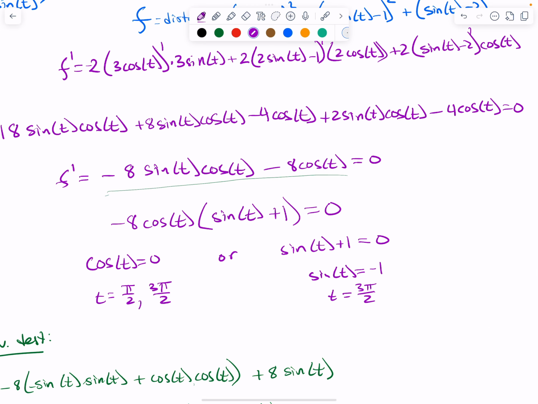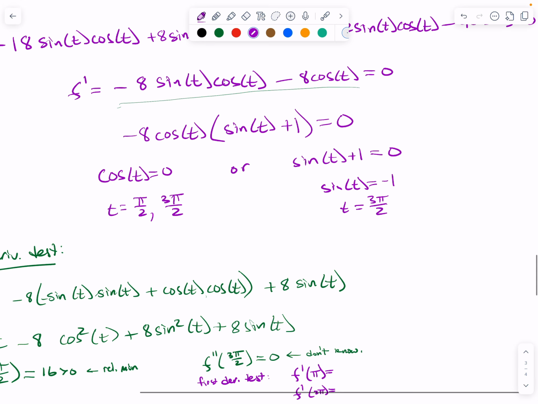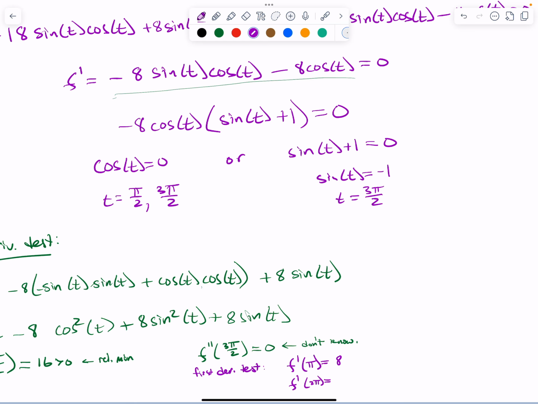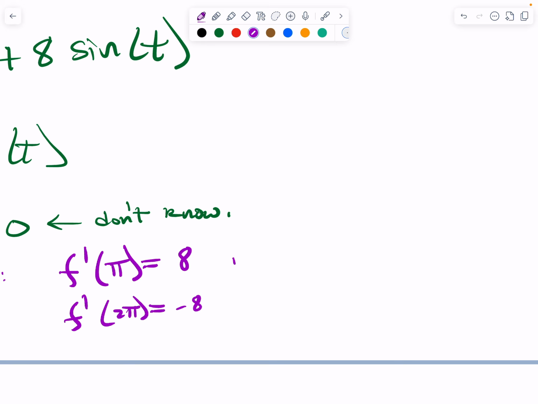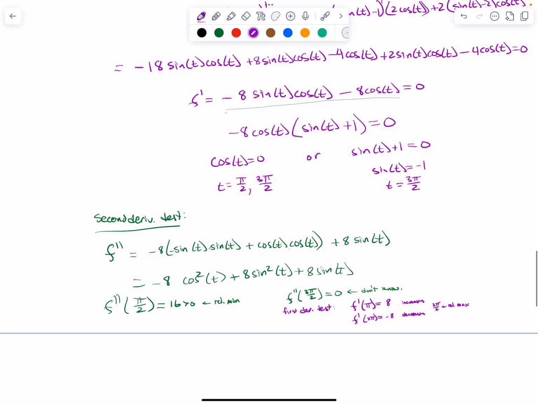Okay, so we're plugging in pi. When we plug pi into that, the cosine of pi is negative 1, so this becomes 8. You can go ahead and plug it in if you don't believe me. At 2 pi, cosine is 1, so it's going to be negative 8. Okay, so notice what this means is that this is increasing and then decreasing. And so 3 pi over 2 will be a relative max, because you're going up and then down. And so the relative min is here.